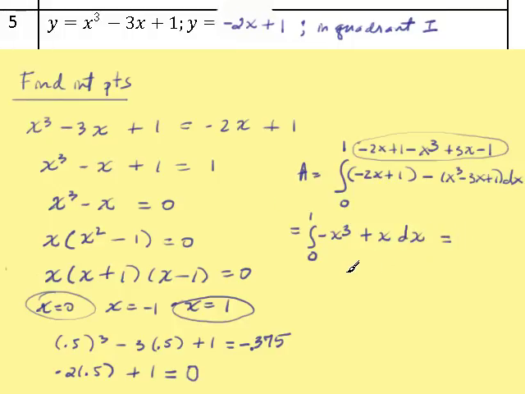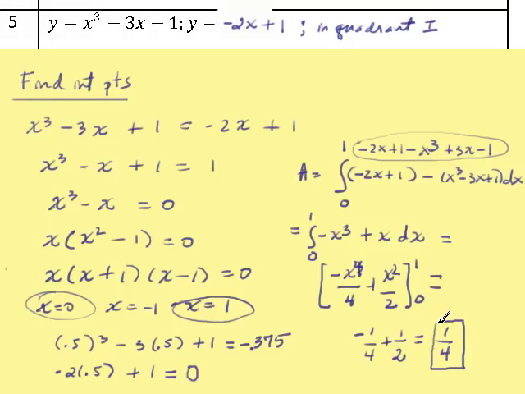All right, so integrating, we have negative x to the 4th over 4 plus x squared over 2. And we're evaluating between 0 and 1. All right, and so we have minus 1/4 plus 1/2. And that evaluates to 1/4. Okay, so that's our area.